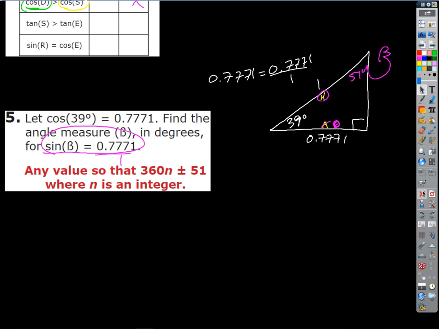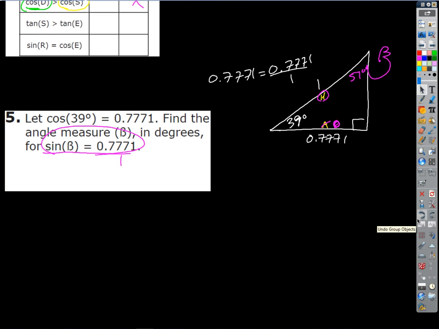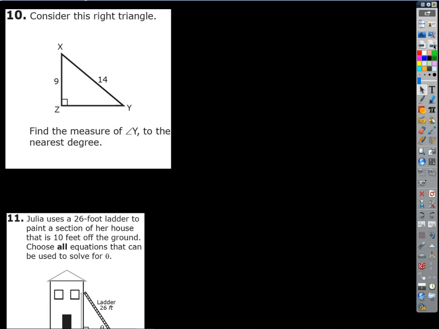Okay, you get the idea? Don't ignore that, that was a bunch of trig nonsense we don't have to worry about, right? We're just looking at this in terms of a right triangle, okay? So 51 would be right, okay? Would be the answer with the 51 in.